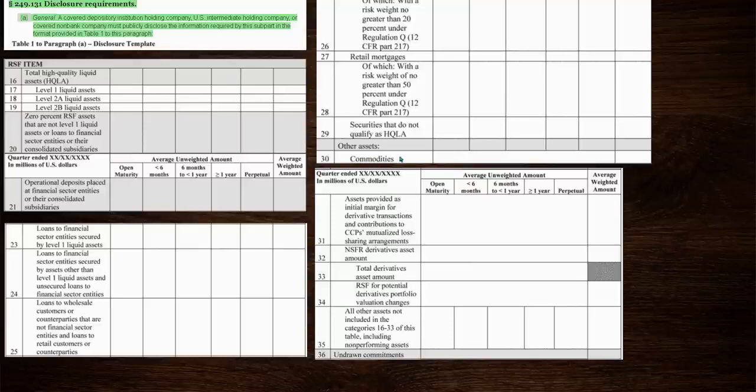Now, if you look at the previous one, and I apologize, I actually didn't give a side-by-side comparison. You can find it online. It only had average unweighted amount versus average weighted amount. There was no time frame. So the difference here is we have a lot more categories. We have a lot of new defined terms, and we actually have a different selection of categories based on time frame.